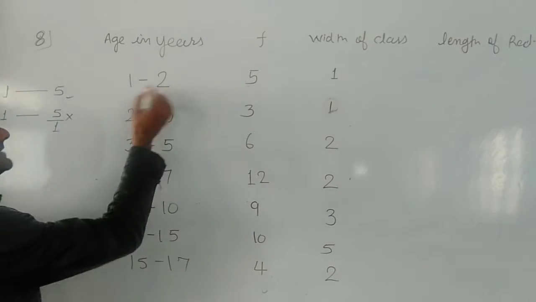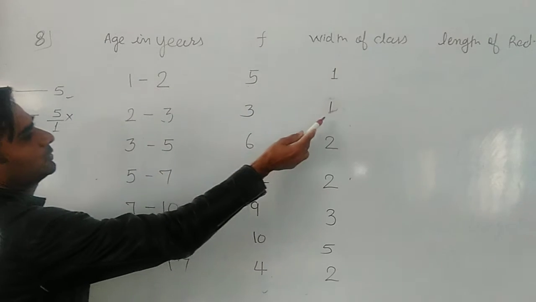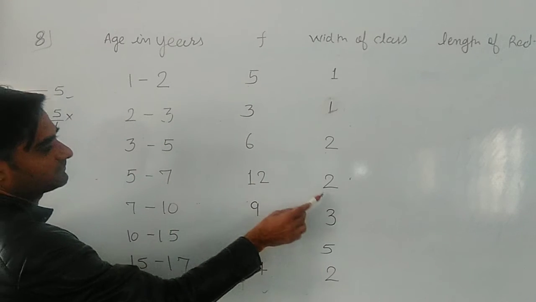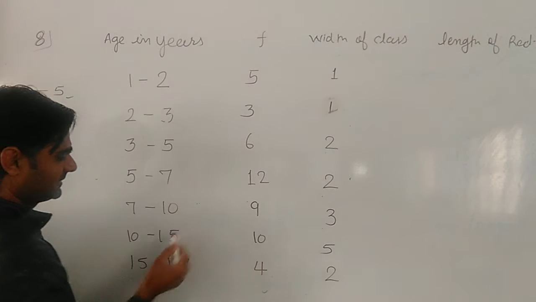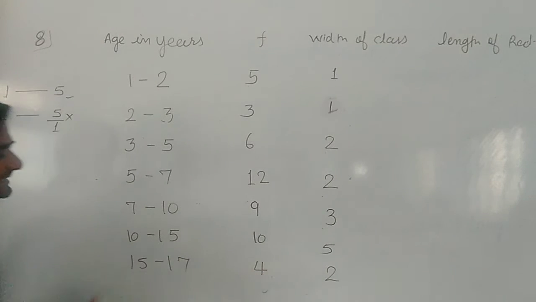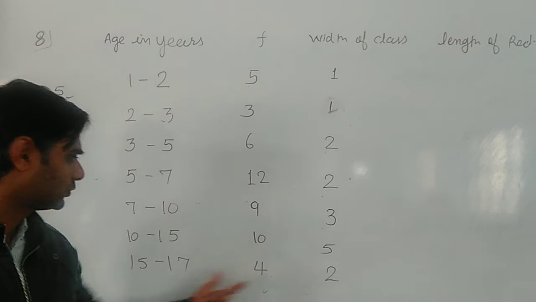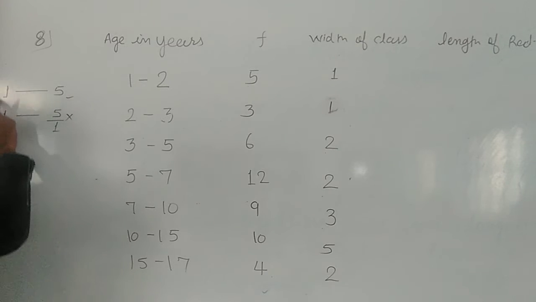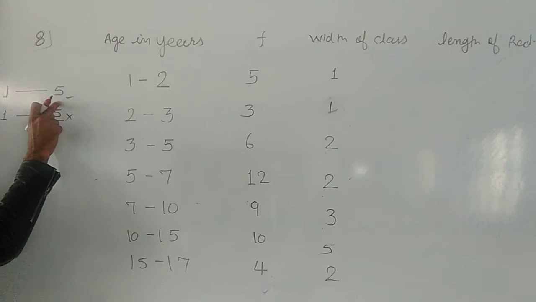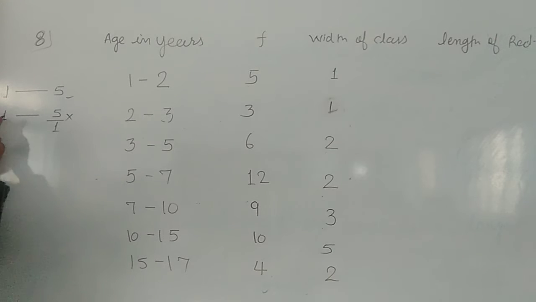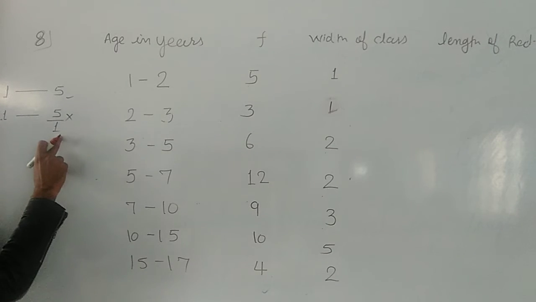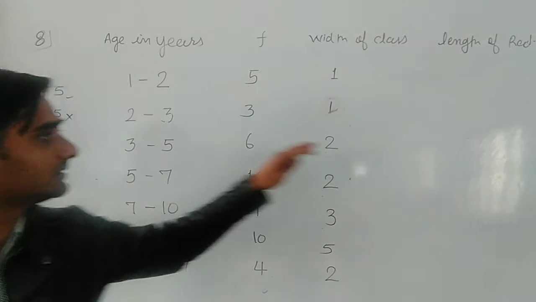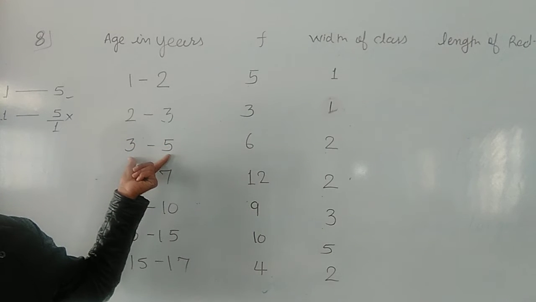2 minus 1 is equal to 1, 3 minus 2 equals 1, 5 minus 3 equals 2, 7 minus 5, 10 minus 7, 15 minus 10, and 17 minus 15 equals 2. This is the width of class. Now I was making you understand, if class width is 1, then frequency is 5. If class width is again 1, then frequency will be 5 upon 1. Now I will adjust, I will make the ratio with the minimum class size.